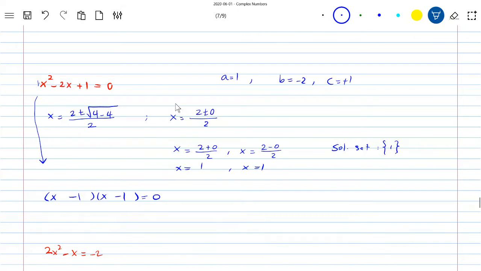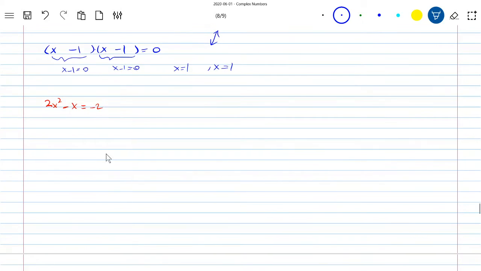If you multiply them together, you will get +1. If you add them, you'll get -2. So either this is 0 or the other parentheses is 0, since it's a product of two numbers. x minus 1 is 0, or x minus 1 is 0. They both give you the same solution. They both give you x equal to 1 and x equal to 1. Same result that we had here. So in this case, you could have factored it.